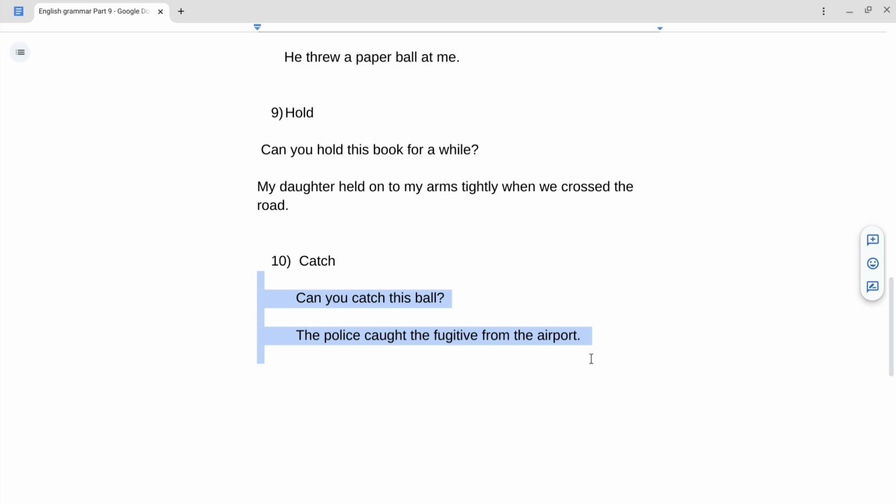Okay, the police caught the fugitive from the airport. Caught, catch, the past tense is caught. What is the meaning of fugitive? Fugitive means some wanted person, especially for some negative reasons, just like a criminal or the most wanted criminal, etc. That is the meaning of fugitive. The police caught the fugitive. Catch, the past tense is caught.